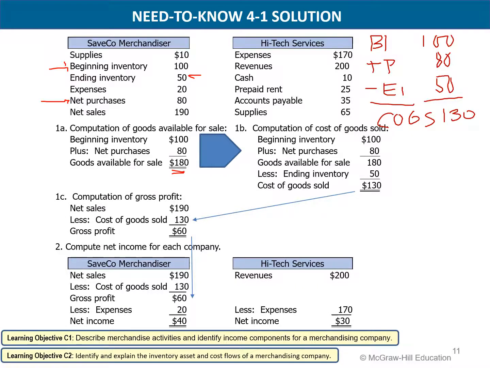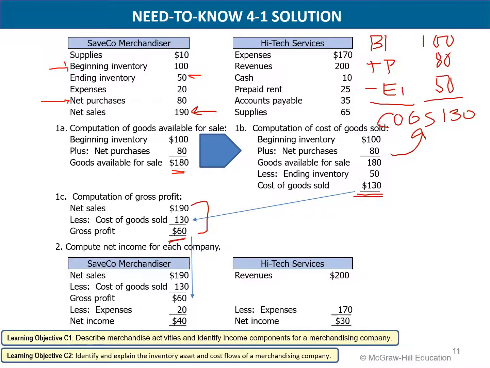They're using this approach to compute the cost of goods sold. The other way is a little bit of a shortcut. Okay, so our cost of goods sold is 130. Then the gross profit is equal to net sales of 190 minus cost of goods sold of 130. So our gross profit's 60.